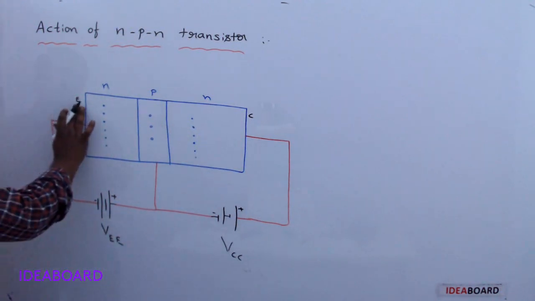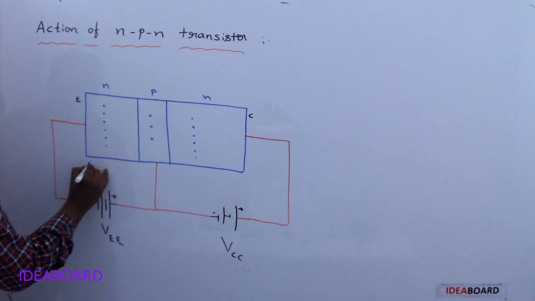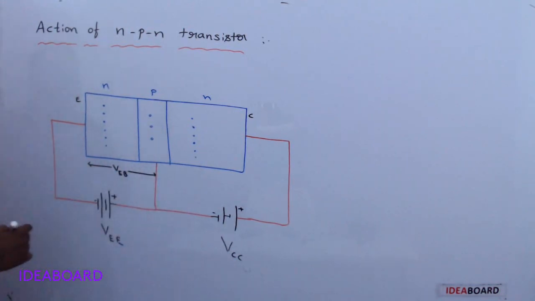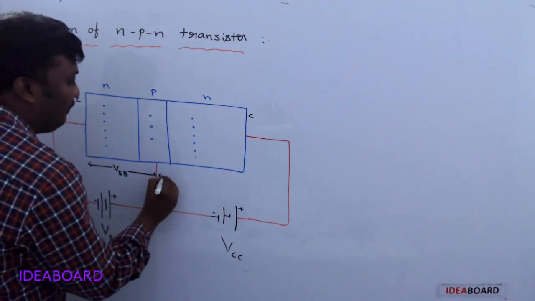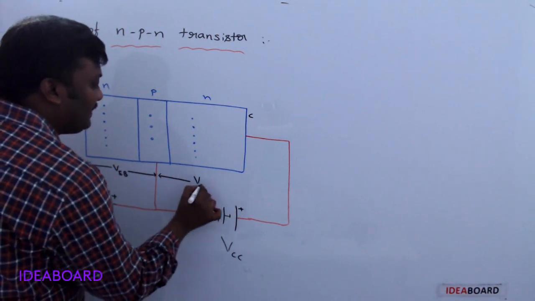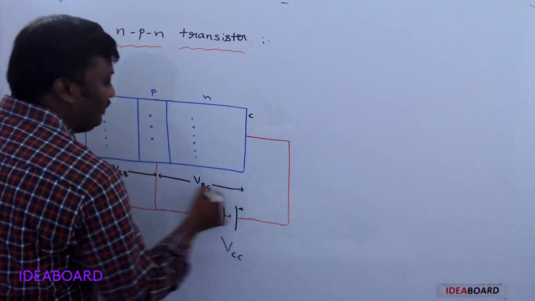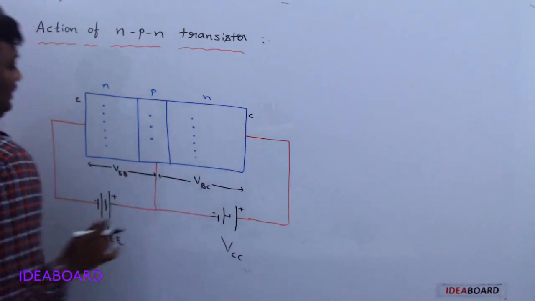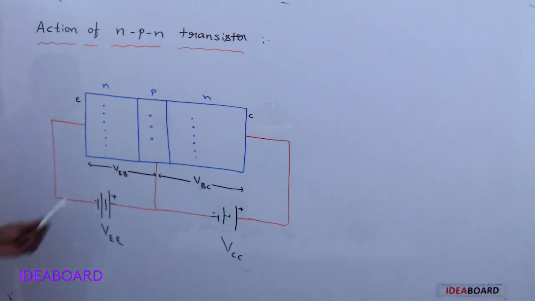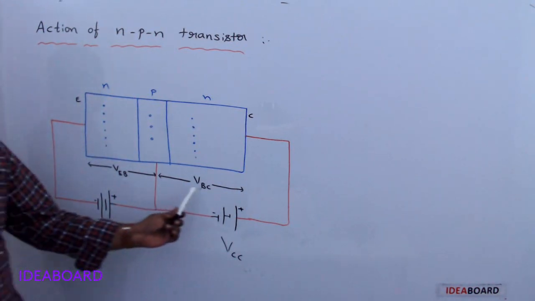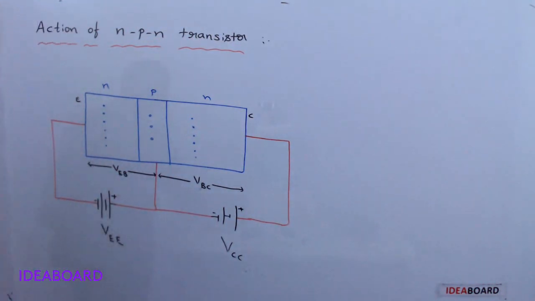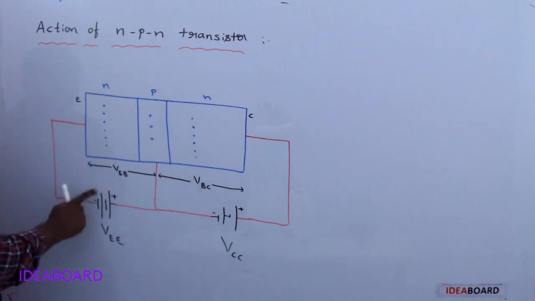In between the emitter and base there is a potential drop that is indicated by VEB, and in between the base and collector the voltage is taken as VBC. These are the voltage drops across the emitter and base, and across the collector and base. Understand?